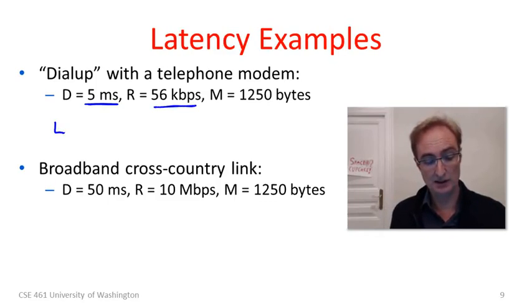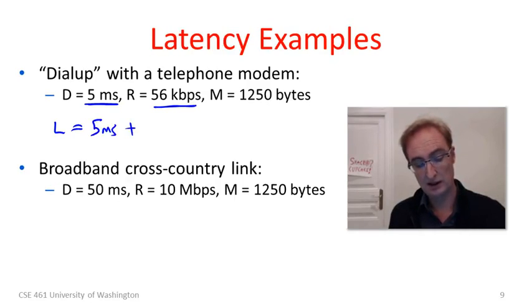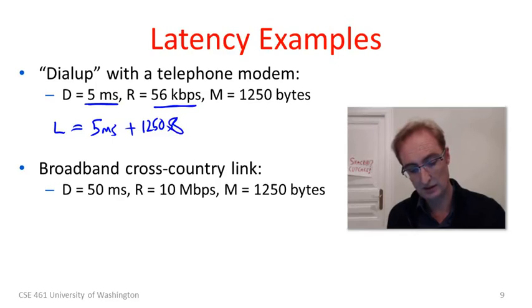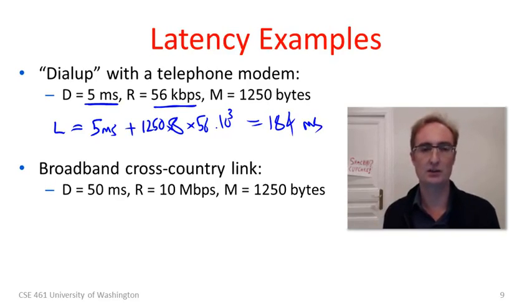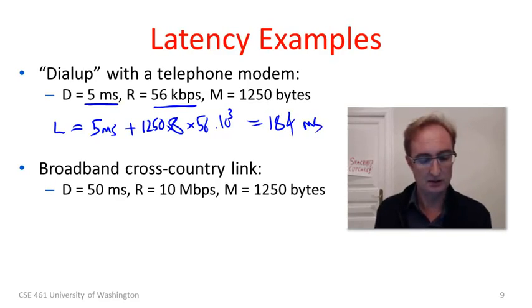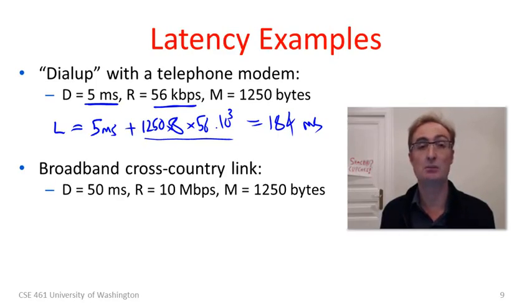So let's compute our latency. Well, let's just add the delay because that's easy. It's going to be 5 milliseconds plus the message in bits, that's 1250 times 8, divided by the rate, that's 56 kilobits per second, so 56 times 10 to the 3. If you can do that sum, you'll find it's about 184 milliseconds. Okay, you need a calculator to do that sum maybe. But the interesting part here is that this second term really dominates. Nearly all of the latency comes from the amount of time to put messages on the wire.